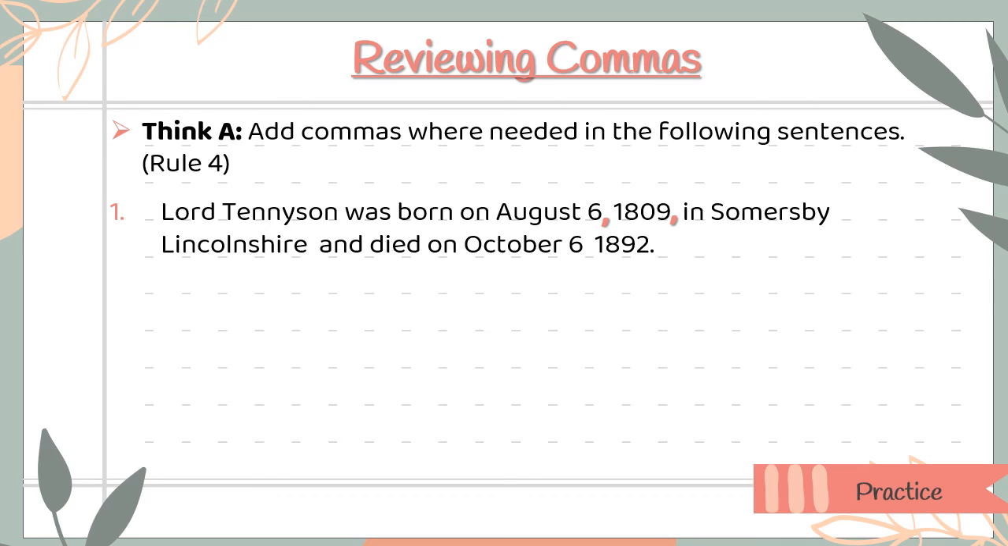So August 6, comma, 1809, comma, in Somersby, comma, because this is a city and we need to separate it from the region, Lincolnshire. Now again, this is in the middle of our sentence, so we need another comma separating this region from the rest of the sentence. So he was born on August 6, 1809 in Somersby, Lincolnshire, and died on October 6, comma, 1892.